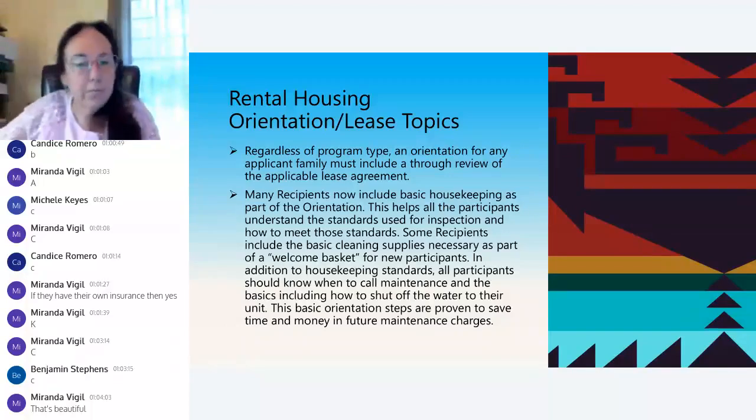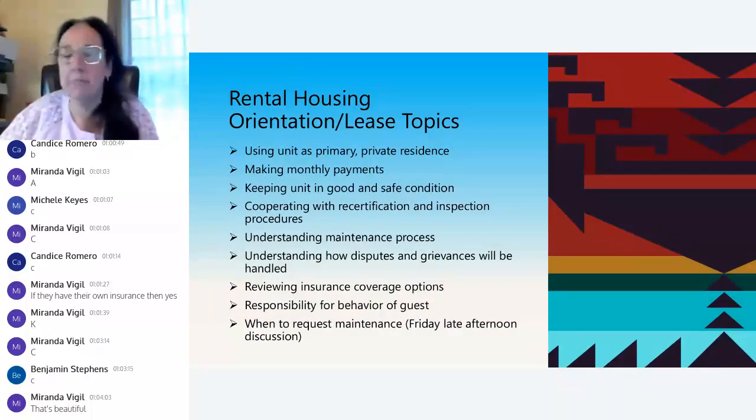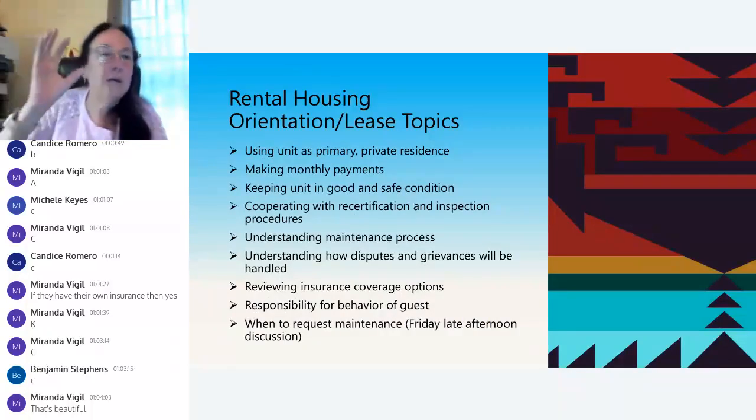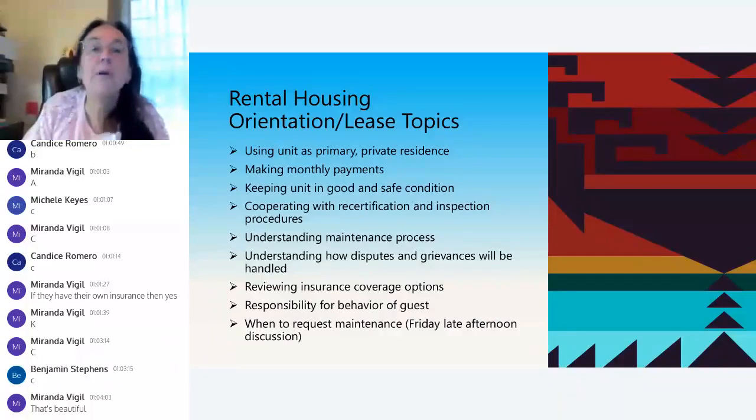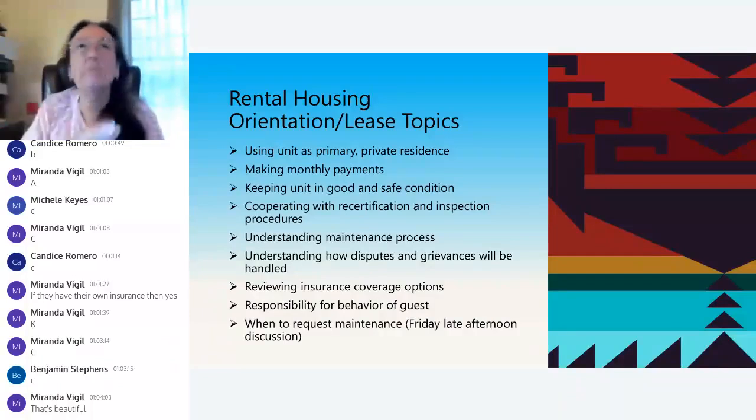So basic orientation steps are proven to save time and money in future maintenance charges and time. Topics include using your unit as a primary private residence. They cannot sublease it. They cannot own 2 houses. These are part of those topics. When those monthly payments are due, keeping the unit in good, safe condition, cooperating with recertification and inspection. You don't do this, it's grounds for eviction. We'll terminate your lease. You have to do this.